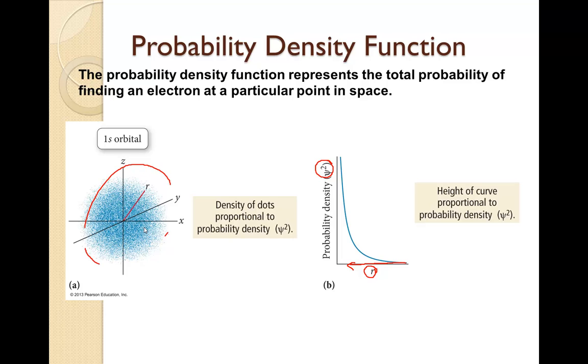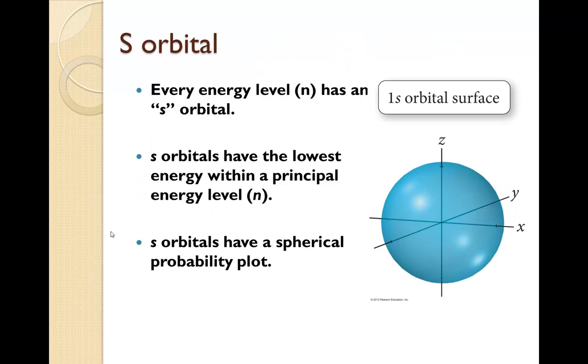This is the s orbital. 1s. 1 is the first energy level, so it's the first ring around the nucleus. S is the shape. That's the L. If we look at this, it looks like a sphere. Well, every energy level N has an s orbital. S orbitals have the lowest energy within the principal energy level N. S orbitals have a spherical probability plot, so that's why it's a circle here.